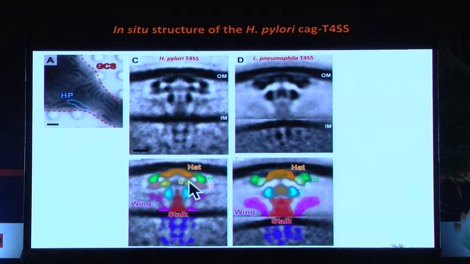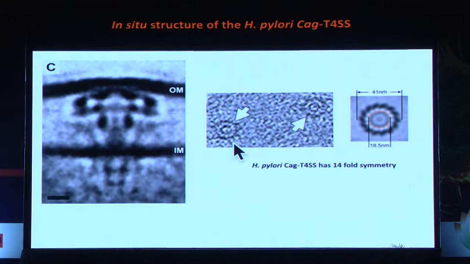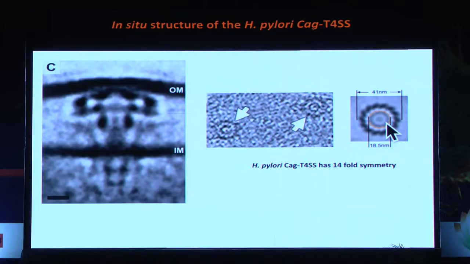The rest of the complex is quite similar if you compare it with Legionella. There's a hat, there's a periplasmic complex, and then it connects to the inner membrane complex with this stalk, and then the cytoplasmic complex. From the pylori complex, we had very nice top views, so we could also get the symmetry of the complex, which was 14-fold. We determined this by rotation and cross-correlation.